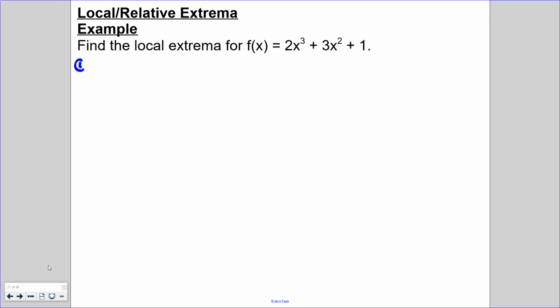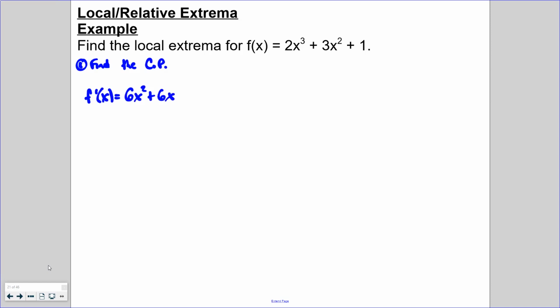So our first step is we want to find our critical points. And we know to find the critical points, we have to take the first derivative. So f prime of x is going to be 6x squared plus 6x.